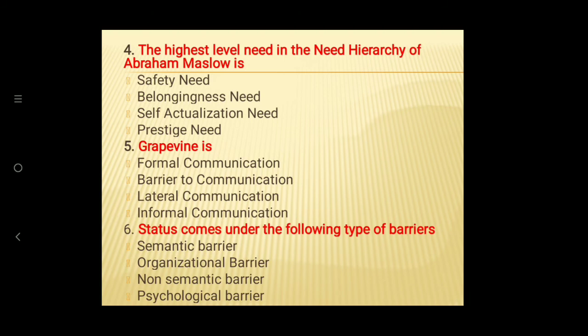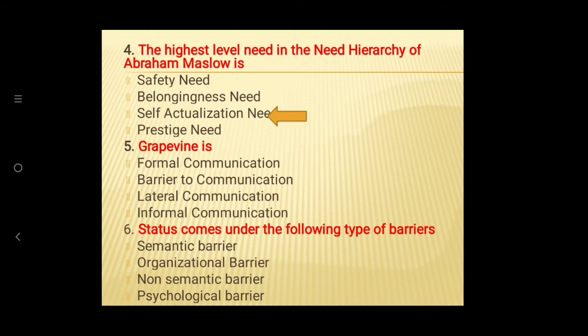Here the question is related to the highest level need in the need hierarchy of Abraham Maslow. In Abraham Maslow's motivation theory, self actualization need is recognized at the peak level, in the final stage. Self actualization need is the highest level need in the hierarchy of Abraham Maslow. Option C is the right answer, self actualization need.